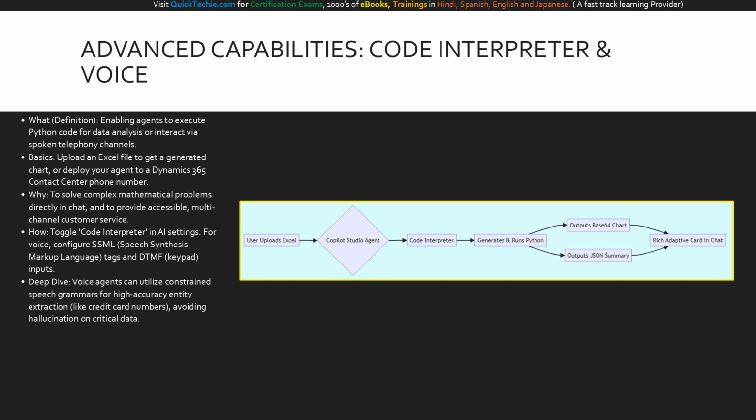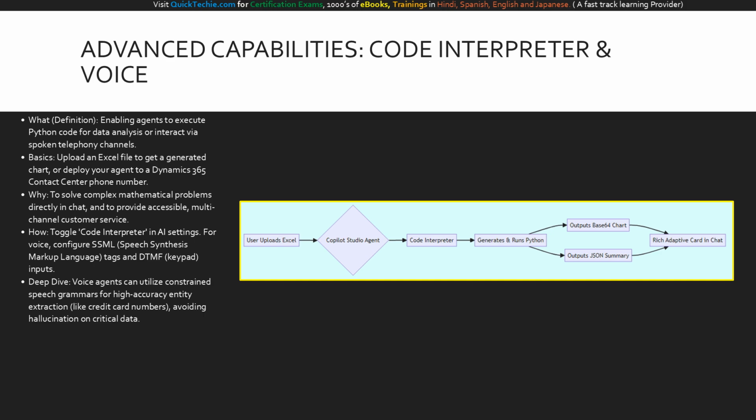Let's also talk voice. Copilot Studio integrates with Dynamics 365 to deploy your agents over actual phone lines. How? You use speech synthesis markup language, SSML, to control the pitch, pauses, and emphasis of the AI's voice. The deep dive: for enterprise deployments, voice agents can use constrained speech grammars.